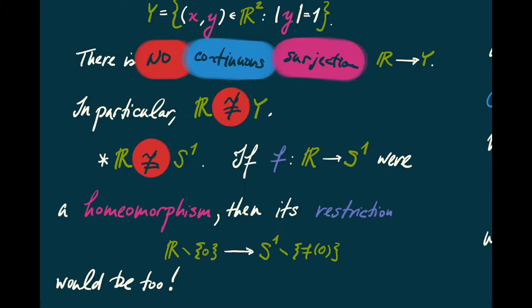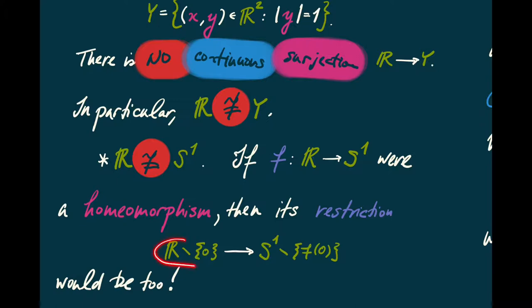So how can we use connectedness to prove that these two are not homeomorphic? Well, you use the following trick. If you had a homeomorphism, R to S1, then you could restrict that homeomorphism to a homeomorphism from R minus the origin to S1 minus the image of the origin.